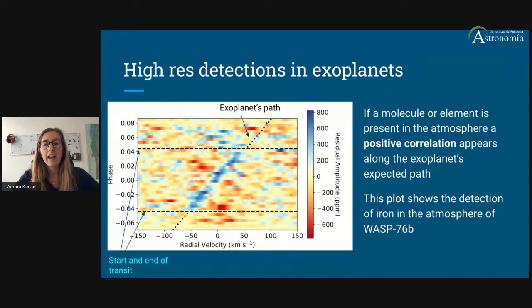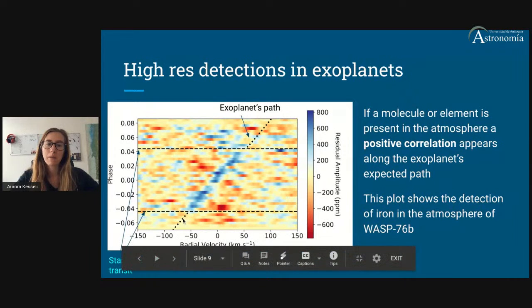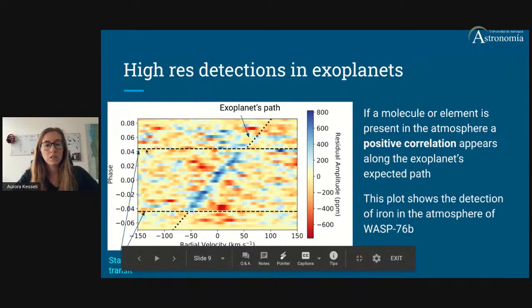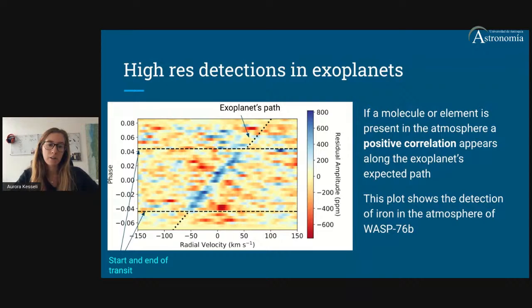And the black dotted line is the expected path of the exoplanet in velocity space. So at the center of the transit, the exoplanet is supposed to have a radial velocity of 0. That's exactly what we see here, because it's moving completely perpendicular to our line of sight. We can't see any of its motion. And these two dotted lines here indicate the start and the end of the transit. So we shouldn't see anything correlated either before or after the transit.